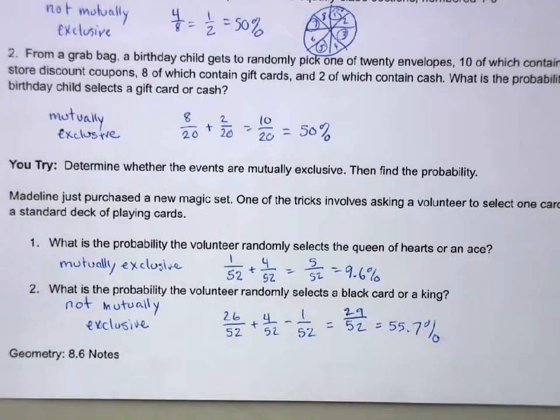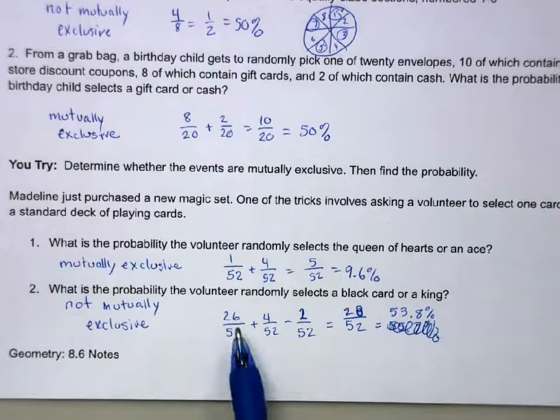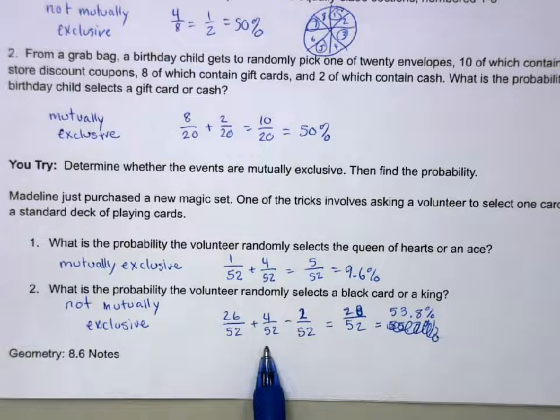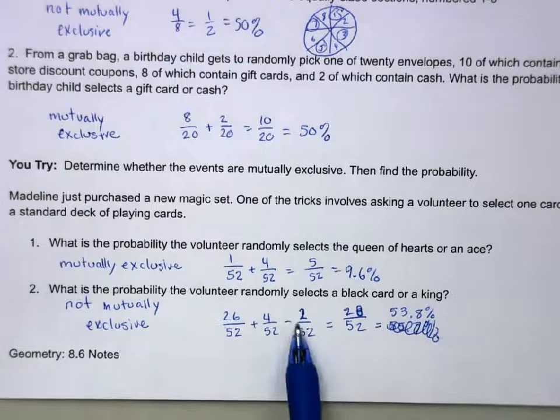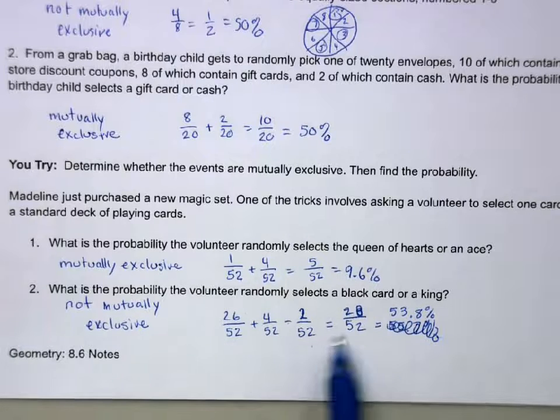The probability of a black card or a king, there is overlap there. So there are 26 black cards, there are 4 kings, but we've counted the black kings twice. So we subtract 2 out of 52 to get 28 out of 52, which is 53.8%. So that is probability and the addition rule.